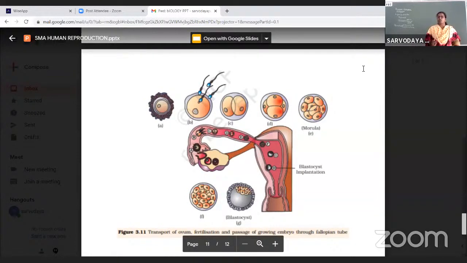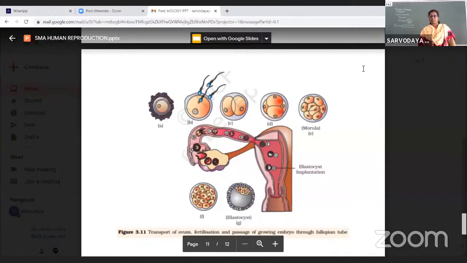So, at the end of cleavage, morula is going to be formed. After morula, the first stage is completed and it moves on to the second stage. What is it? Blastula. The formation of blastocele surrounded by cells is what you call blastula. In case of humans, we call it blastocyst.